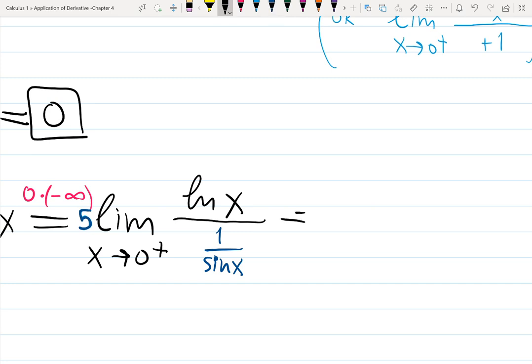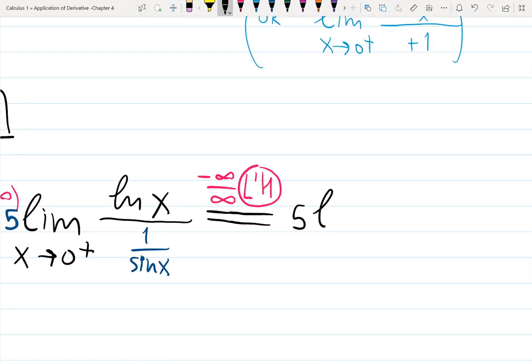Let's check that we fixed the situation and now we can use L'Hopital's rule. Log as x approaches 0 plus is minus infinity over sine at 0 is 0, but 1 over 0 gives you some kind of infinity, and actually it is plus infinity. So infinity over infinity case allows me to use L'Hopital's rule if both functions are differentiable.